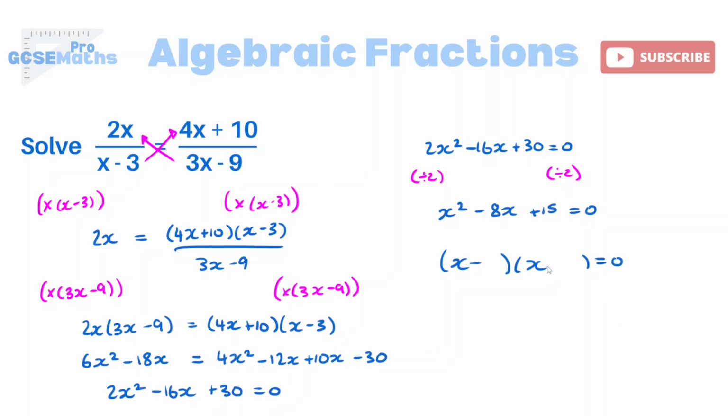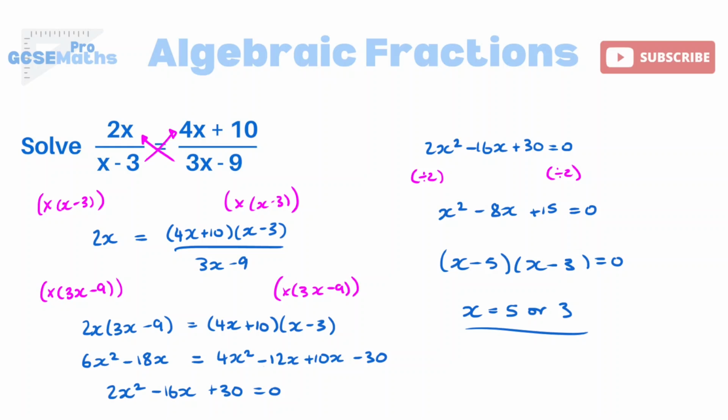Okay, so we need double negatives. We're timesing to make 15, adding to make 8, so 5 and 3. Okay, so when I solve it, I get x is equal to 5, or also 3. There's my solutions.